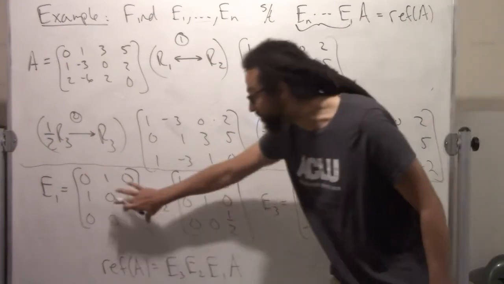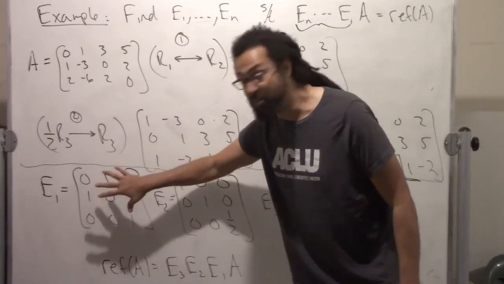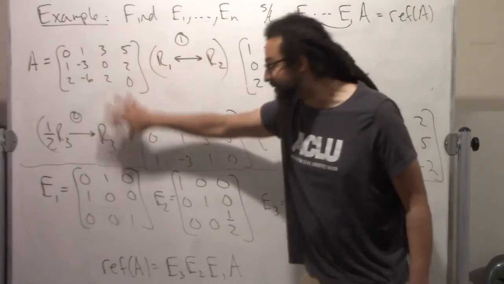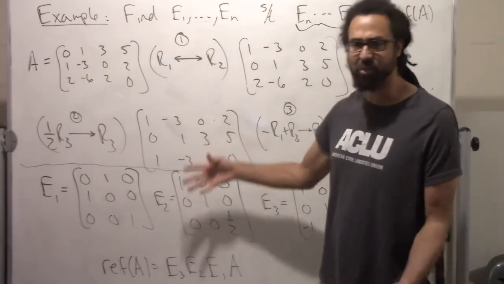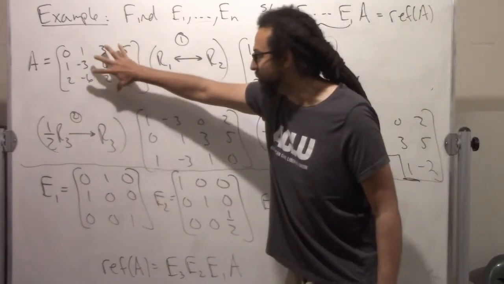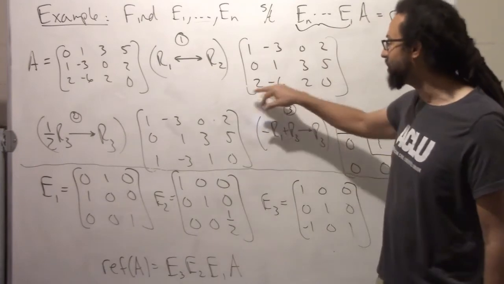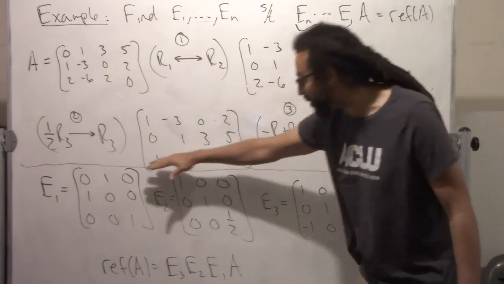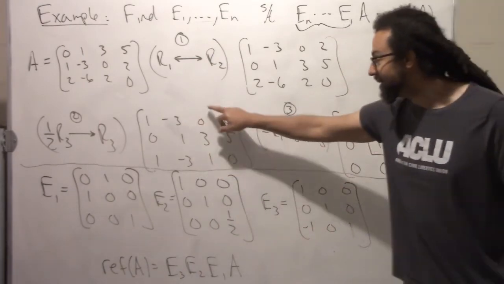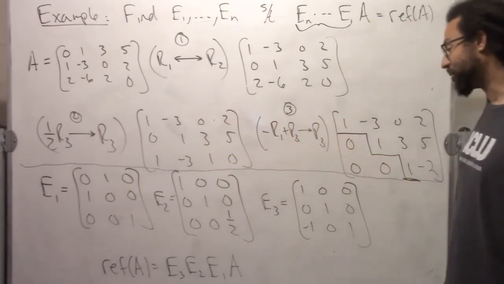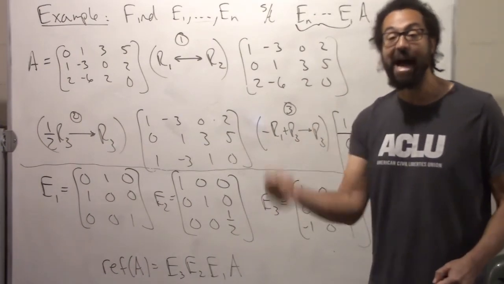So now here are the 3 elementary matrices, and remember, when you multiply A on the left by one of these, it will carry out that operation. And that's what we want to do. We want to interchange rows 1 and 2 going from here to here. And then we want to take this matrix and multiply row 3 by 1/2. And then we want to take this matrix and add negative row 1 to row 3 and replace row 3 by the result.